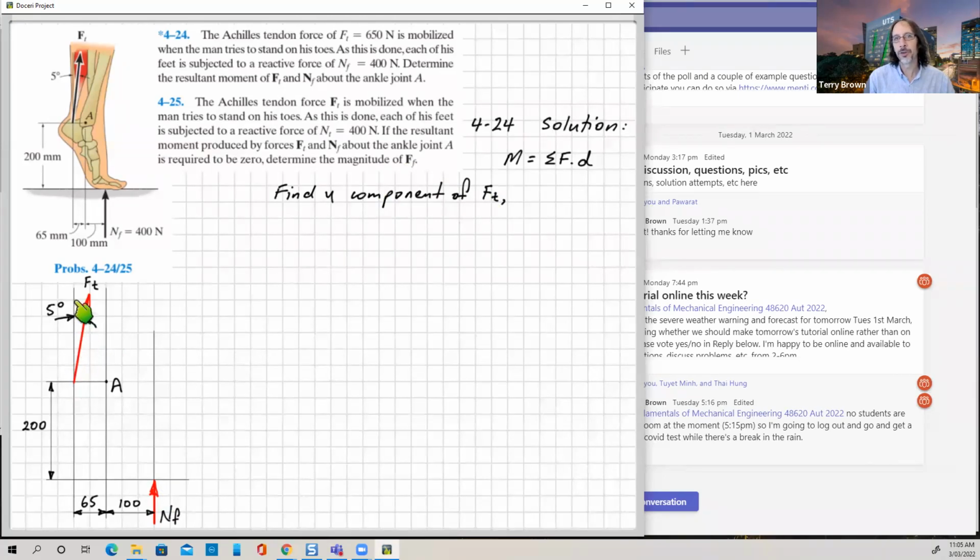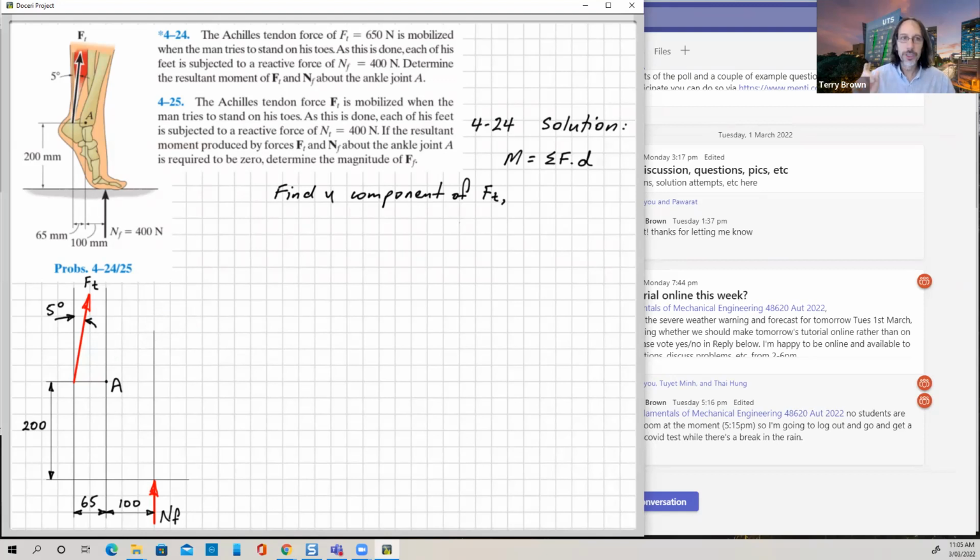So there'll be a vertical component here along this line, and there'll be a horizontal component if you draw your components the way I suggest that you should. There'll be one that goes through here. And I can see that the moment effect of that component will be 0, but we'll deal with that a bit more in a sec. All right, so find the y component of Ft.